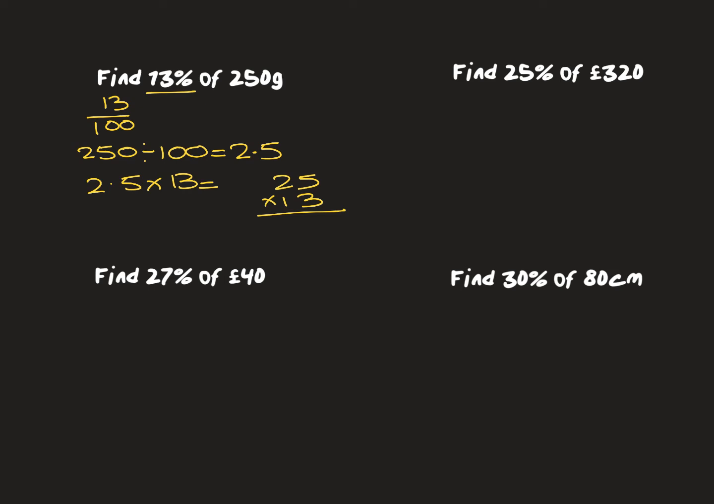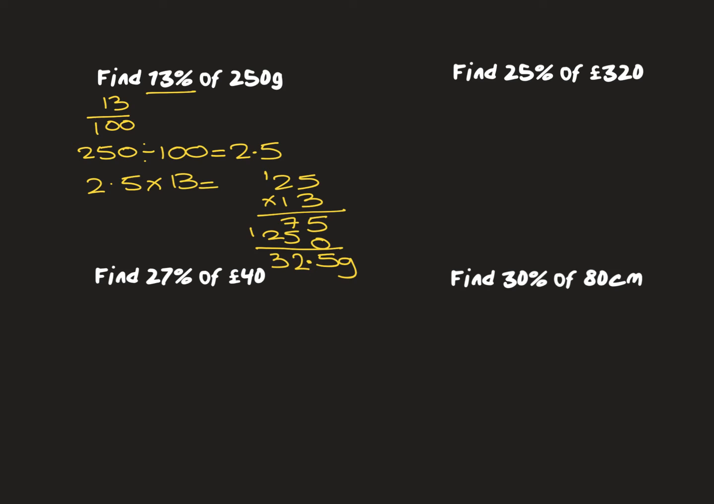So 3 5s are 15, 1 and 5. 3 2s are 6, plus the 1 is 7. On my next line, put down my 0. 1 times 5 is 5, 1 times 2 is 2, and then I'm going to add those up. So that's 5, 7 plus 5 is 12, and 2 plus 1 is 3. And decimal point one space from the end, so that'll be 32.5 grams.